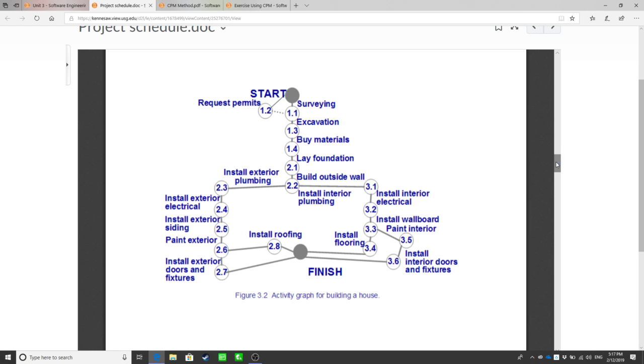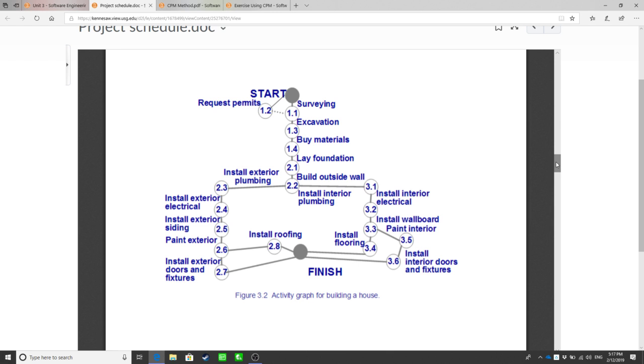for example, 1.4 buy materials and 2.1 lay foundations. They have the relation that one has to happen after the other, right? And one cannot happen before the finish of the previous activity, right?